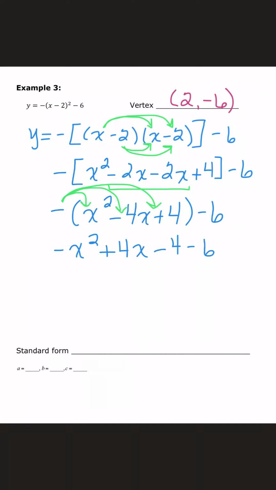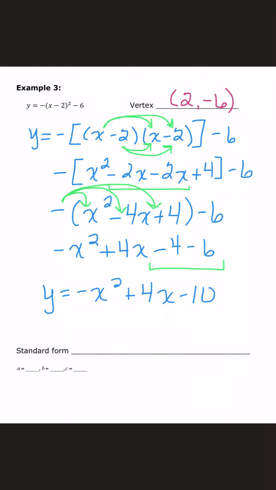And so now we have one more step, and that's to combine the last two like terms of negative 4 and a minus 6. So here we have our standard form. Y equals negative x squared plus 4x, and that becomes a minus 10. And there is your equation written in standard form.